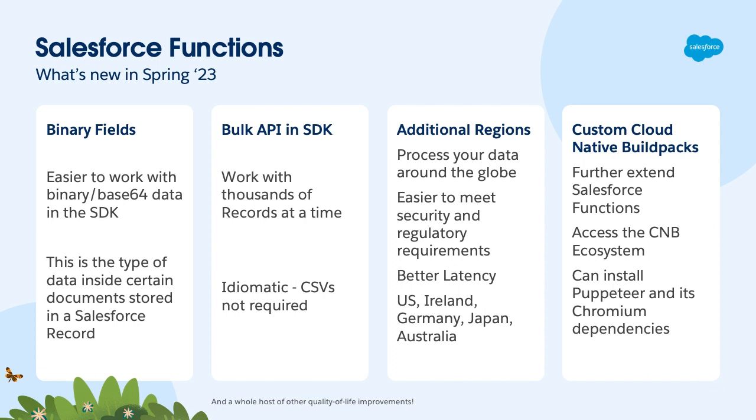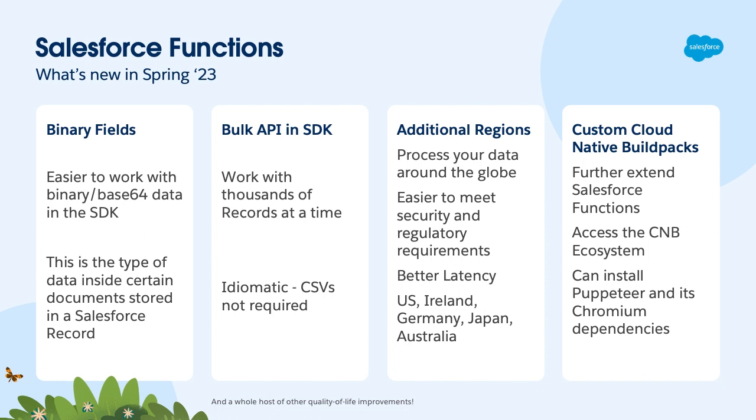We are also providing additional regions in this release. So this lets you process your data all around the globe and makes it easier to meet your security and regulatory requirements. In addition, it provides you with much better latency depending on where you're trying to access your data from. These additional regions include additional spots in the US, in Ireland, Germany, Japan, and Australia, and there are a whole host more to come. We are also providing additional support for custom cloud-native build packs, where we further extend Salesforce Functions.